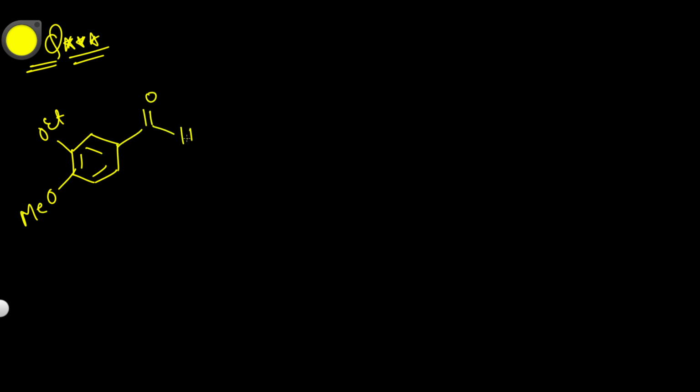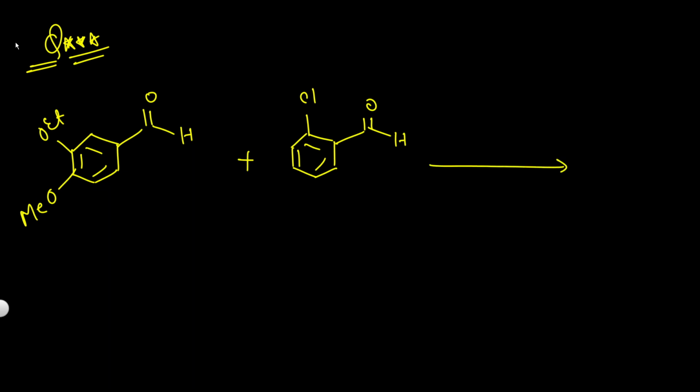This is a very high rated, star question. Suppose you have a reaction something like this. Here is an OAc, here is an OMe, and you have an aldehyde attached. Then you have something like this: benzene, chlorine, and here we have an aldehyde, and we are doing this reaction with NaCN in EtOH.